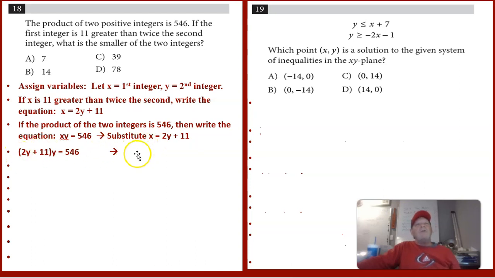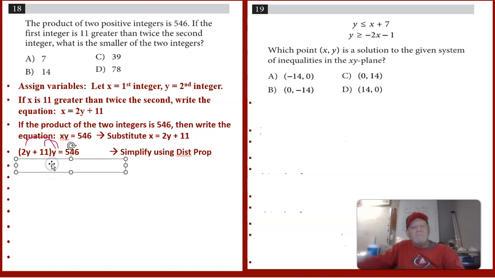So now we're going to use what's called the distributive property. So the distributive property says that I'm going to take and multiply that y times the 2y and then the y times the 11. So the 2y times y is 2y squared, and the 11 times y is 11y, and that equals 546.